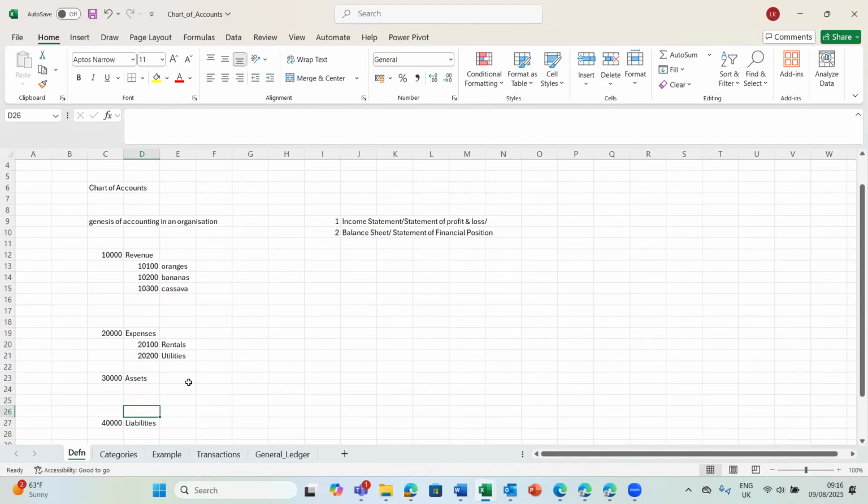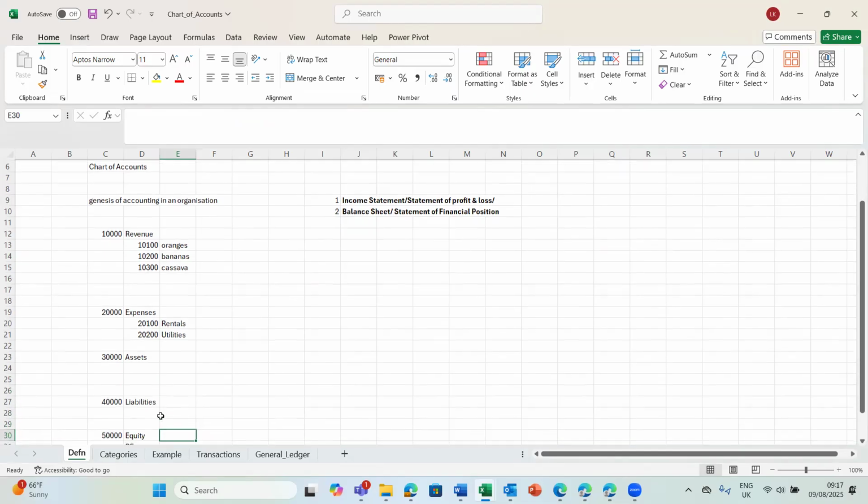The same applies to assets. Assets come under the balance sheet, or statement of financial position. Under assets, you can have current assets and non-current assets, and further categorize current assets into cash, inventory, receivables. Then under non-current assets, you can have motor vehicles, land, intangibles, office equipment, all that.